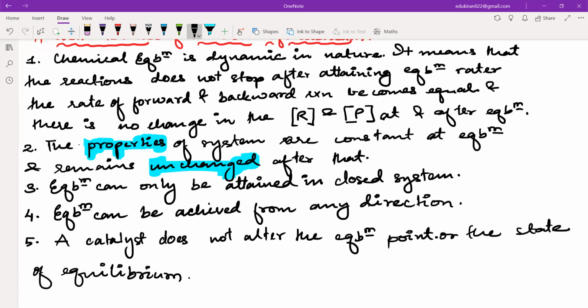Have you heard the word catalyst? Not in the context of chemistry, but in general English. Have you heard this word catalyst? Yes, sir. What is the meaning in general English? Something which speeds up the process. Okay. So does it change the end product, or does it just speed it up? It just speeds it up. That is why a catalyst, this is clear, right? A catalyst is not going to change the state of equilibrium or the point of equilibrium.